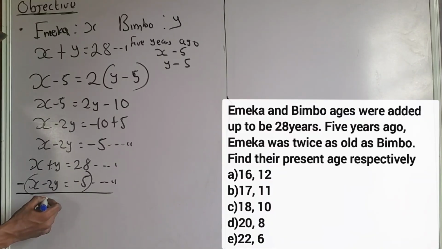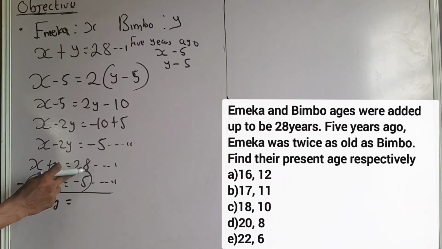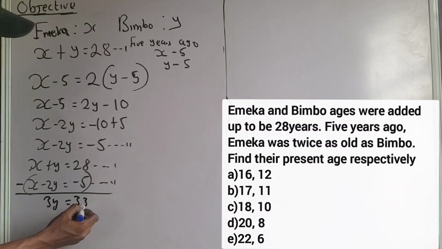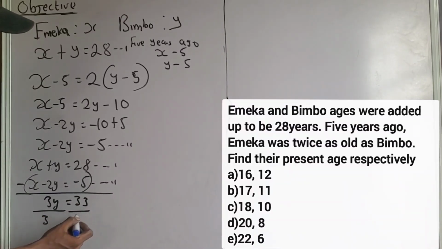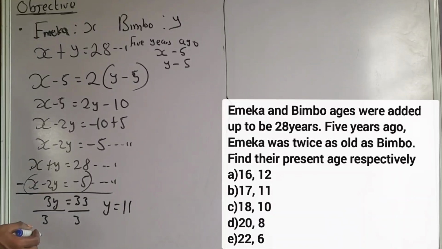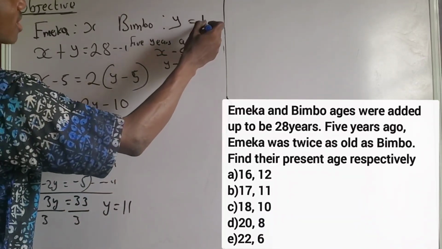Plus 3y. I'm going to have 3y equals 28 plus 5, sorry, 28 minus 5. That is 33. 28 plus 5 is 33. So to get the value of y, you divide both sides by what? By 3. So y equals 11. Now, the value of Bimbo's age is 11.